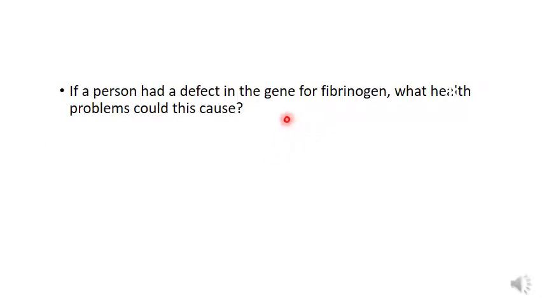So if a person had a defect in the gene for fibrinogen, the obvious thing that would happen is that the person would have problems in blood clotting, isn't it?